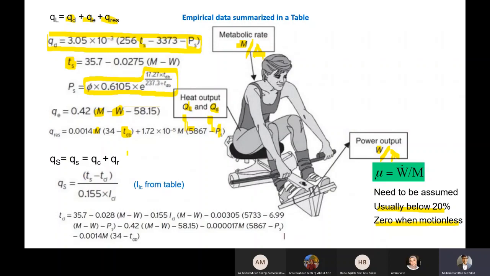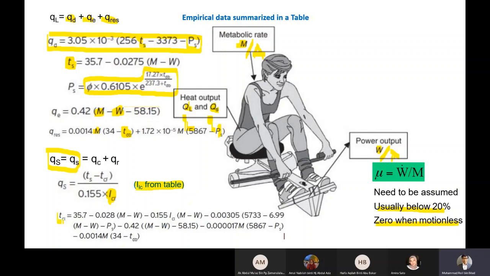Okay, and then the second energy loss is through sensible QS. QS can be calculated in two ways. You can calculate it simply by using the conduction, small ks as well here. Okay, QS through conduction. So we have an equation of QS equal to this one. Okay, and then the clothing index here we get from the summary table. This is the empirical value.